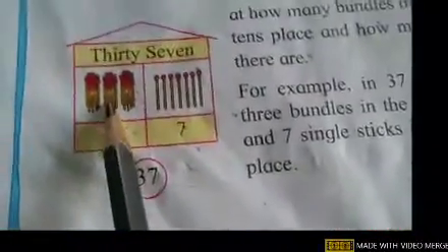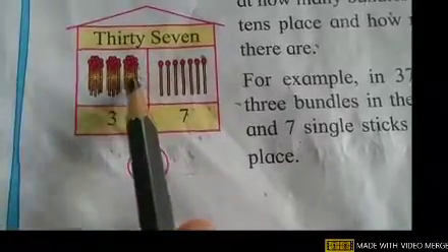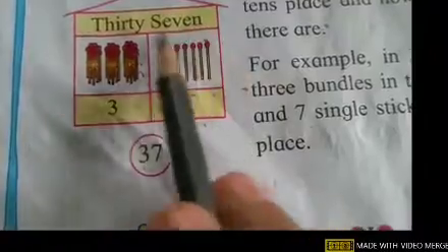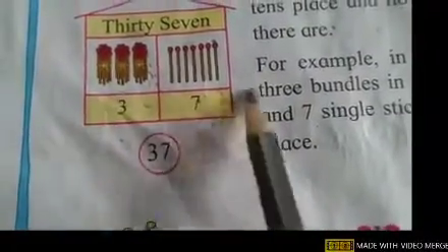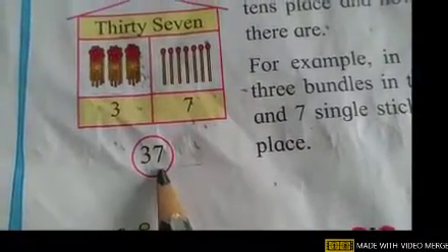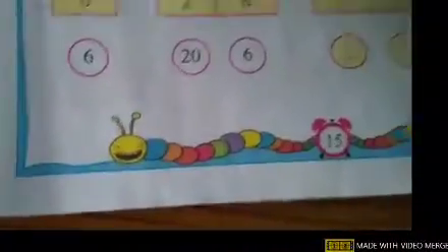See children here. Here we are having 3 bundles and one bundle is having 10 sticks. And here we are having 7 loose or single sticks. Okay. So what is the number? The number is 37. Okay. Now go on the next page and see page number 15.